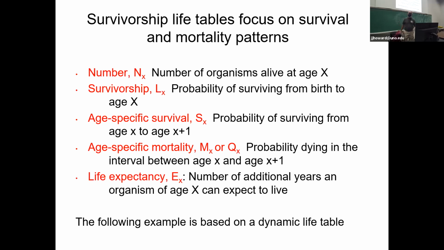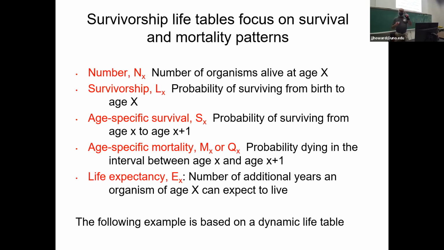So the age-specific mortality, and the reason I have two different symbols here is because there's really no agreement among ecologists about what letter to use for this. It kind of depends on who your major professor was in graduate school and what they liked. So you see MX, you see QX, you see DX. I just use MX for mortality. Okay, but don't be fooled. If you see unfamiliar symbols 10 years from now, when you're in graduate school and you're reading papers on demography, you just have to look at the definition. Okay, so MX is the probability of dying in the interval between age X and age X plus 1.